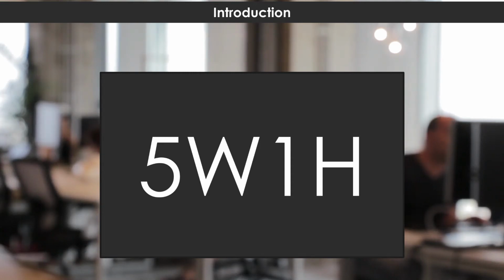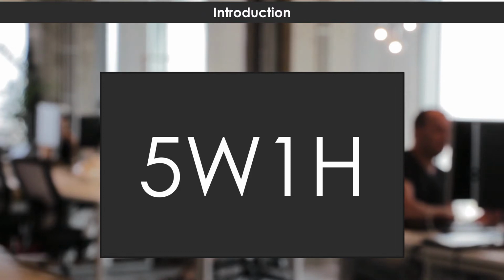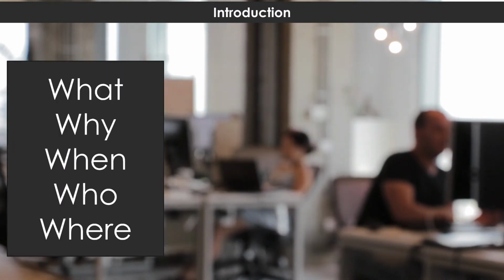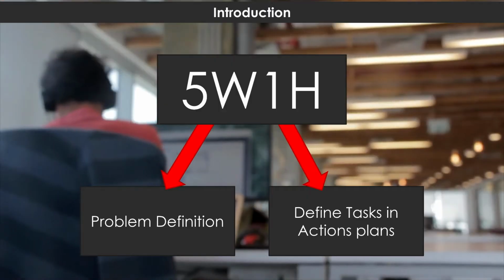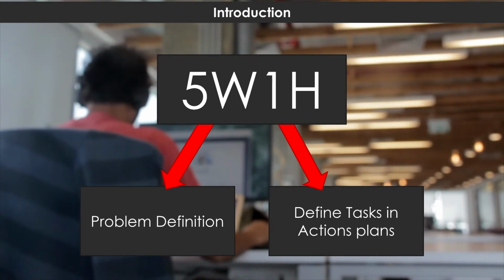5W1H is a tool that provides guiding questions when you need to describe a problem or a process. The 5W: what, why, when, who, and where, and the H, how, force you to consider various facets of the situation being analyzed. This tool can be used to describe a problem and define tasks in action plans.